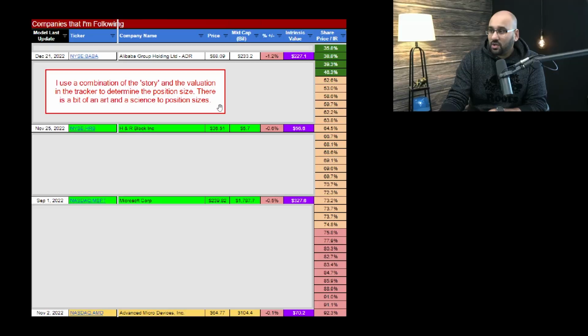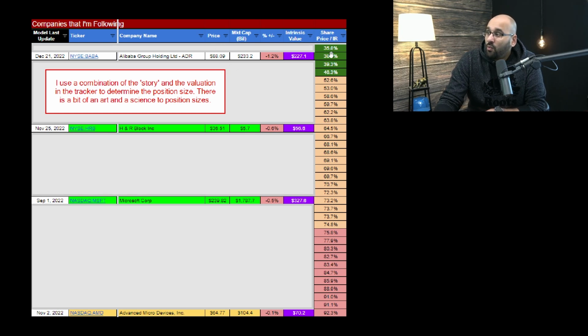And so I'll show you something from the past where I actually did increase the concentration. So here is an old copy of the tracker, and you can see at the time Alibaba was one of the cheapest companies on the tracker. It was trading at what I felt was 40% of its intrinsic value. It's trading at much higher than that today.